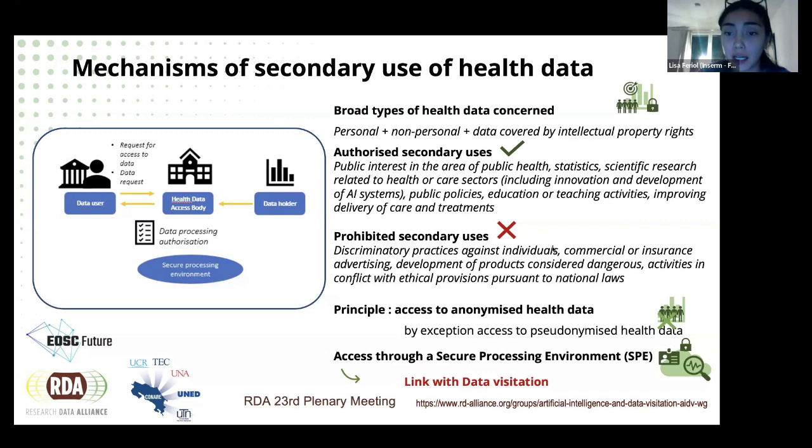Prohibited purposes are also provided for, such as discriminatory practices against individuals or activities in conflict with the ethical provisions of national laws. And the principle is access to anonymized data and, subject to justification provided by the applicant, access to pseudonymized data. Data will be accessed via a secure processing environment to control the access, and only non-personal data can be downloaded here.